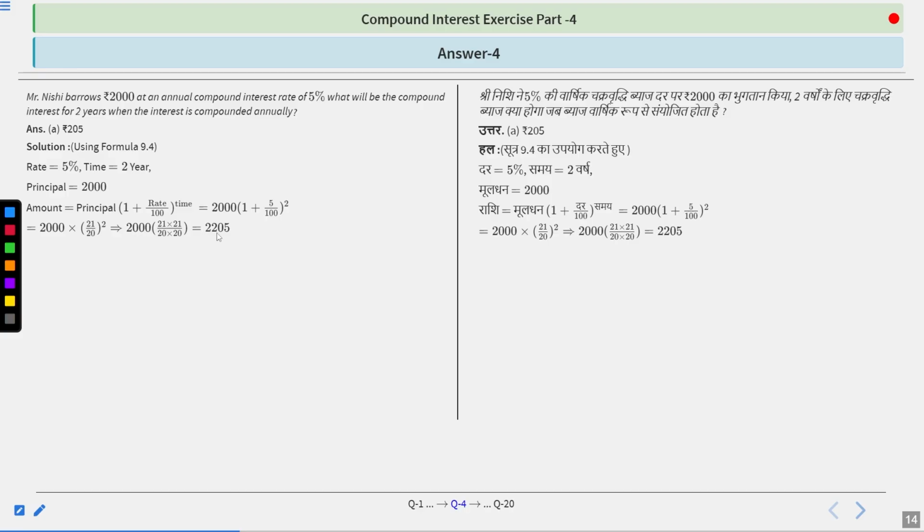That is 2205. We have to find the interest, and interest is amount minus principal. So amount is 2205 minus, and Nissi has borrowed rupees 2000, that was the principal. So 2205 minus 2000 is equal to 205. That means option A, rupees 205 is the correct answer.